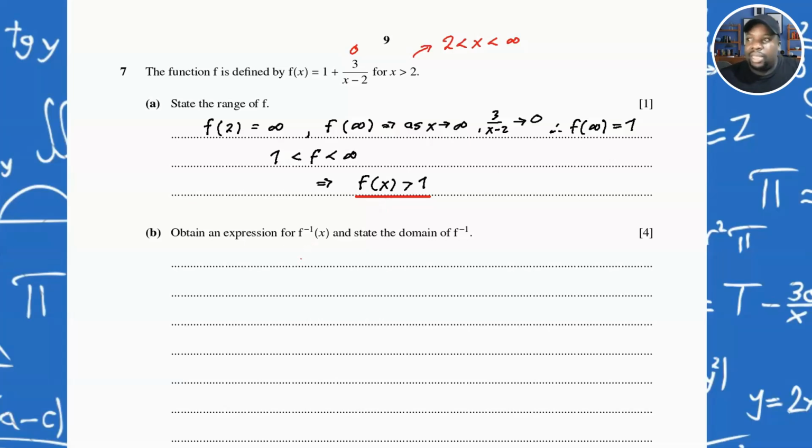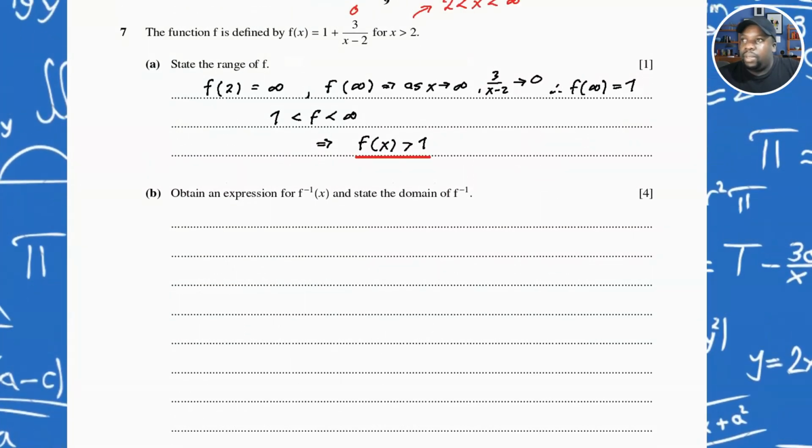On part B, the question says, obtain an expression for f inverse of x and state the domain of f inverse. Okay, so I'll have the function as y is equal to 1 plus 3 over x minus 2. Then I'll interchange the variables, which means we'll be having x is equal to 1 plus 3 over y minus 2. So I'm going to make y the subject right here. Okay, let's do that. So that's going to be x minus 1 is equal to 3 over y minus 2.